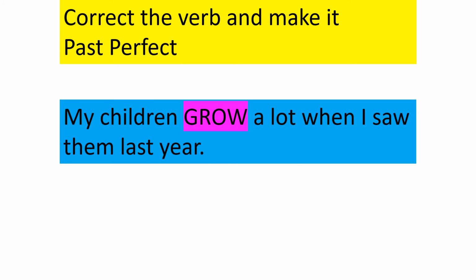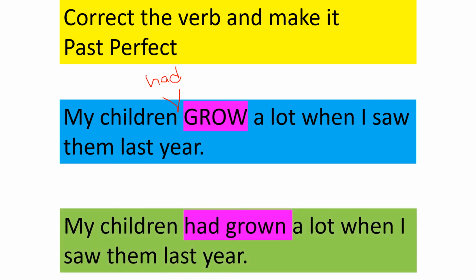Let's do another one. My children grow a lot when I saw them last year. So we have to change. Again, there's no auxiliary verb, so I have to put it in. We know what that auxiliary verb is. It has to be the word had. Oh, I'm so bad at drawing with my mouse. Has to be the word had, but had grow doesn't sound correct. Now the normal simple past tense is grew, but had grew is not correct. So it's going to have to be had grown. And there it is. So get your auxiliary verb correct first, and then get your past participle correct here, which is grown.